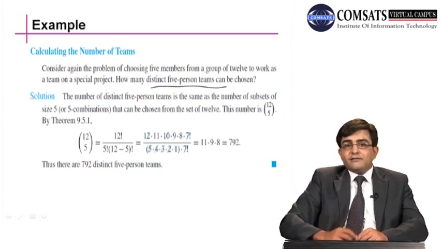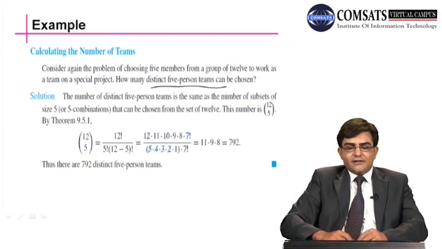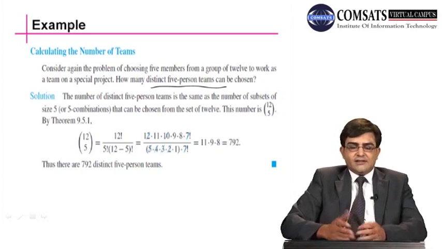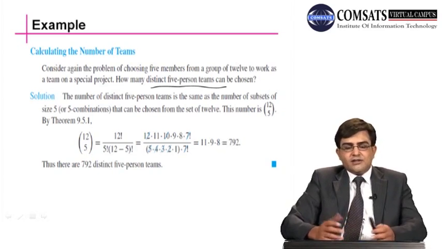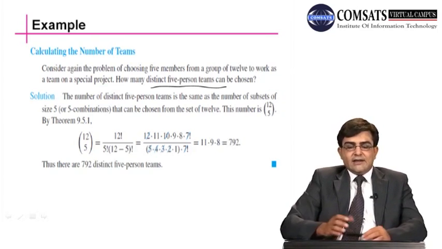How many distinct 5-person teams can be chosen? So we have to choose 5-person teams in which the order is not necessary, because here in the question it is not mentioned that we have to follow some order in the selection of the team.